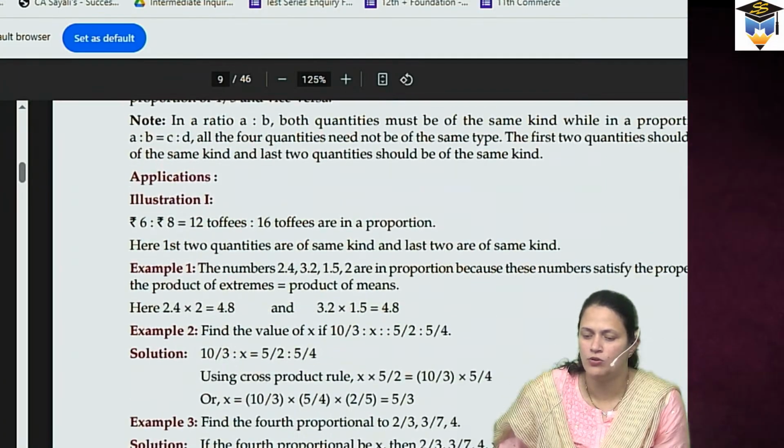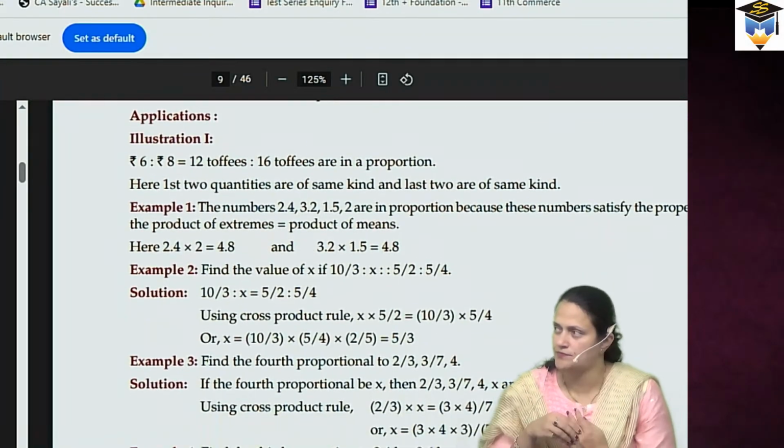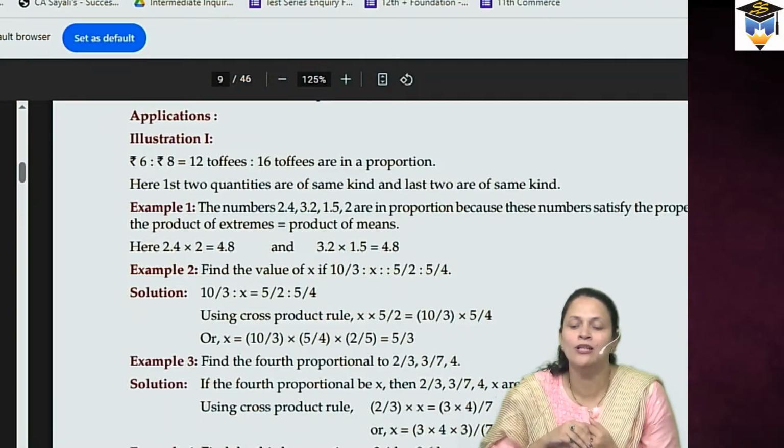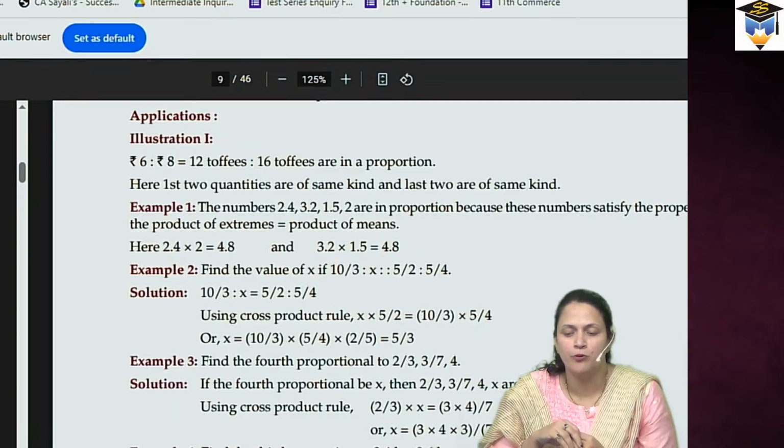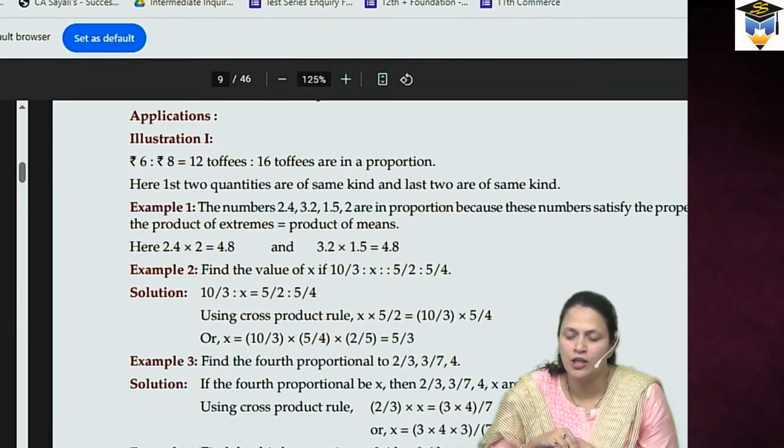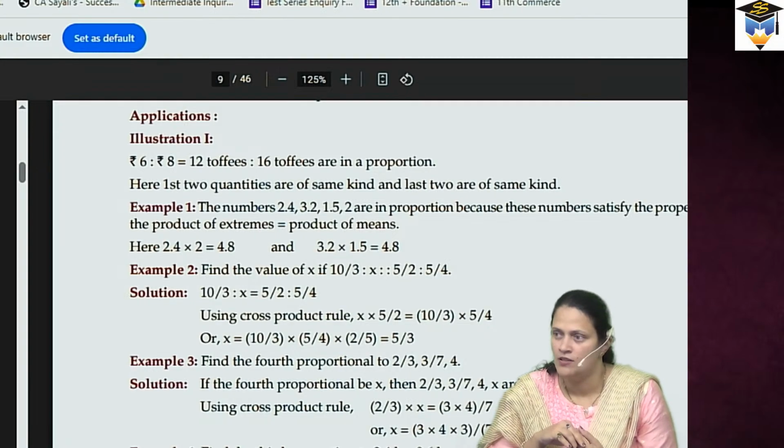Now just let us go to example number 1. Example number 1 in the module: the numbers 2.4, 3.2, 1.5 and 2 are in proportion because they are satisfying the property that product of extremes is equal to product of means. So it is very easy. I think everyone has understood this part, the first example.